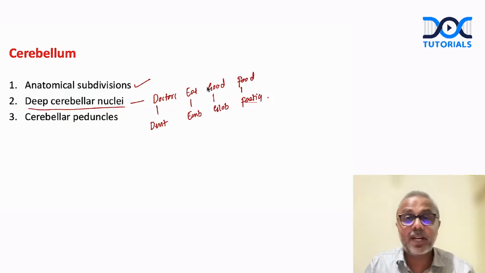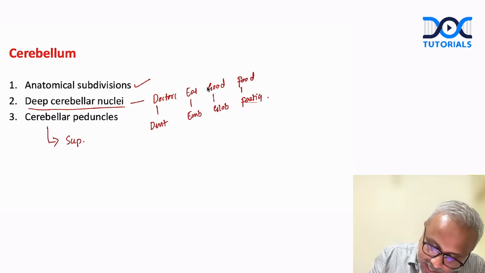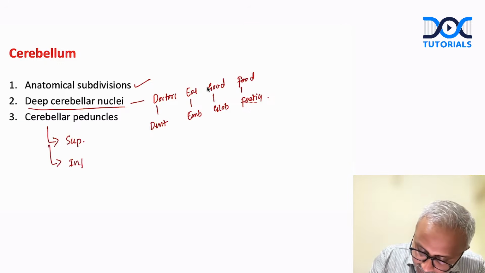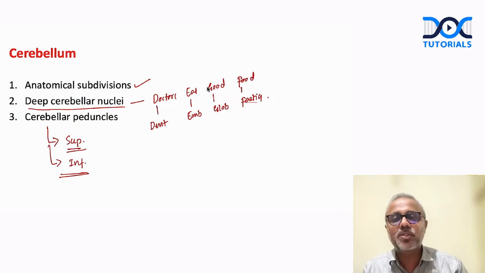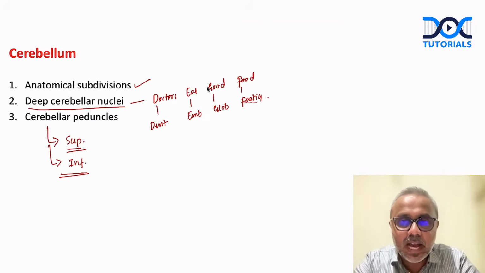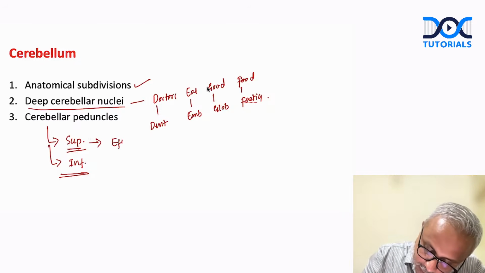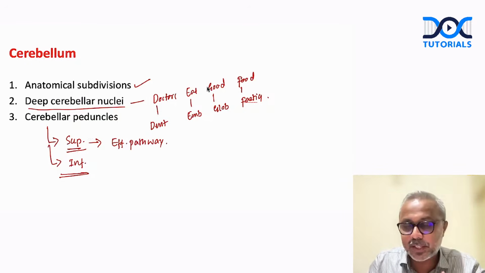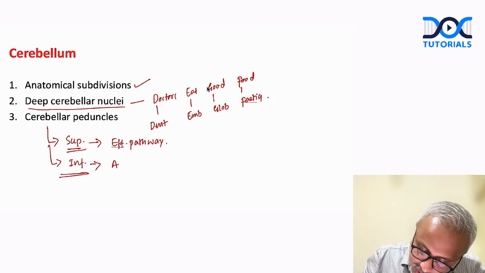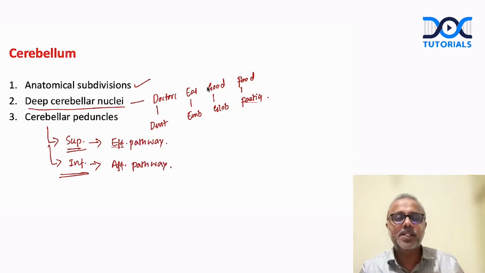Then the cerebellar peduncles. In this, remember, the superior cerebellar peduncle and the inferior cerebellar peduncle are the ones they often ask. You must know what are the afferent fibers and what are the efferent fibers. Remember, the superior cerebellar peduncle forms the chief efferent pathway of the cerebellum, and the inferior is the chief afferent pathway of the cerebellum. So what are the nerve fibers present in it?